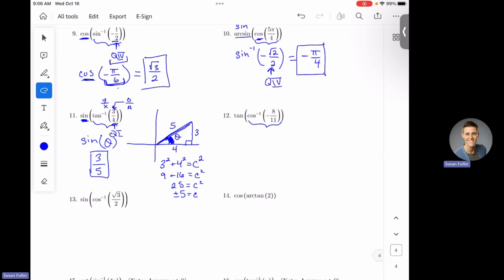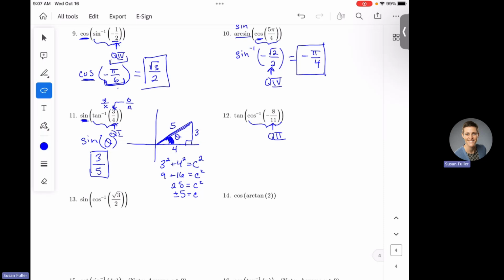This is a backwards trig function, which means -8 over 11 is a ratio. It's the cosine ratio of adjacent over hypotenuse. And this is a negative ratio. If I put a negative ratio into arc cosine, what quadrant is this going to take me to? Yep, quadrant 2 is where inverse cosine goes with the negative. So we're going to get an angle in quadrant 2 that has a cosine value of -8 over 11.